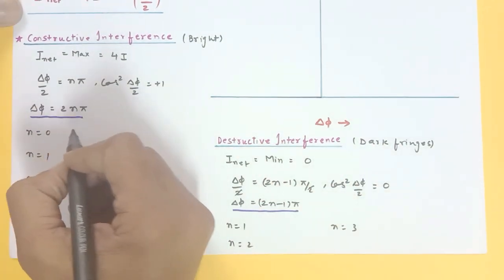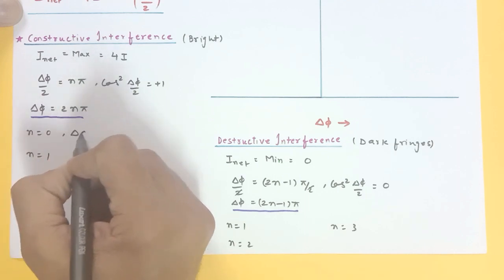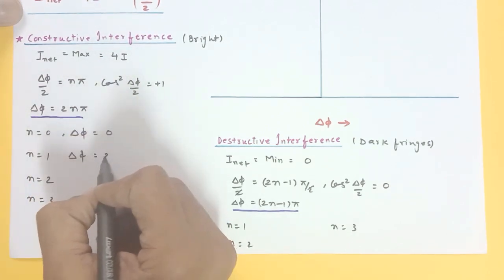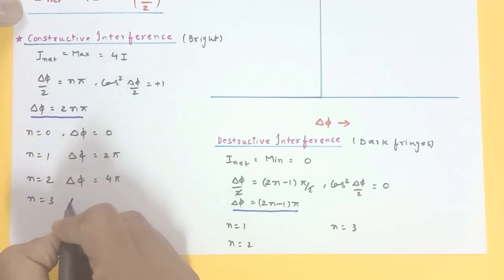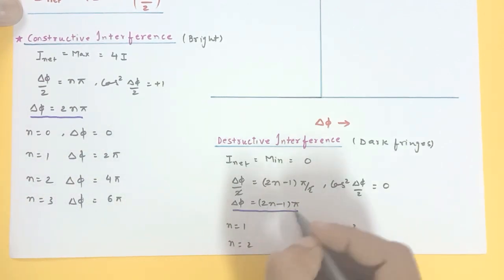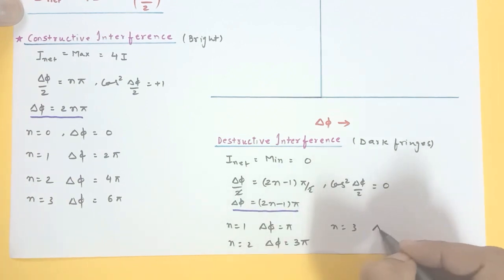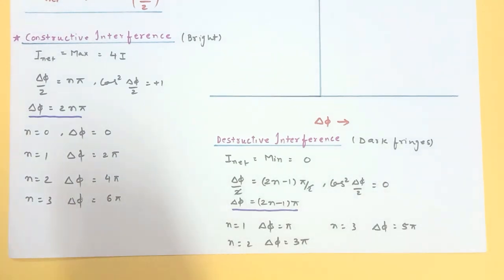So if I put n is equal to 0, I am talking about the central bright fringe, and its phase difference would be 0. Then phase difference would be 2 pi, then 4 pi, then again 6 pi. Now if I put n is equal to 1 over here, I'll get phase difference as pi. Then if I put n is equal to 2, phase difference would be 3 pi. Then n is equal to 3, I would be getting 5 pi. So now we have enough values to plot the graph, right?